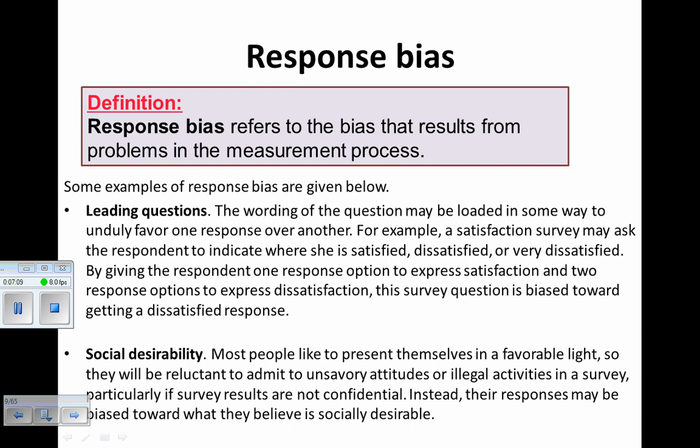to get in trouble. The other type of response bias is if you have leading questions. So maybe the wording of the question led you to favor one of the responses. So this says, for example, a satisfaction survey may ask the respondent to indicate whether she is satisfied, dissatisfied, or very satisfied. By giving the respondent one response option to express satisfaction and two to express dissatisfaction, then they were biased towards getting a dissatisfied response. Okay.